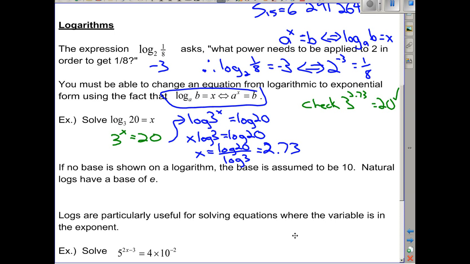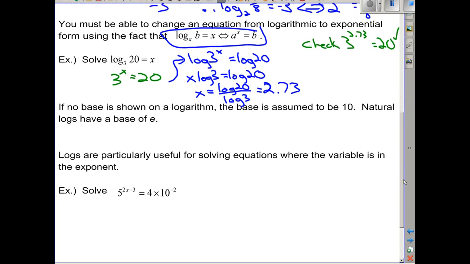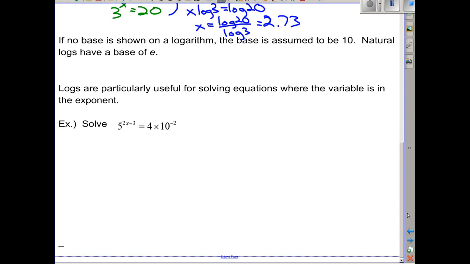If no base is shown on a log, the base is assumed to be 10. Natural logs have a base of e. Logs are great when you're solving equations where the variable's in the exponent. They let you bring it down using some of your log laws.